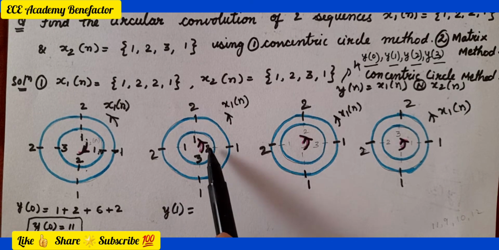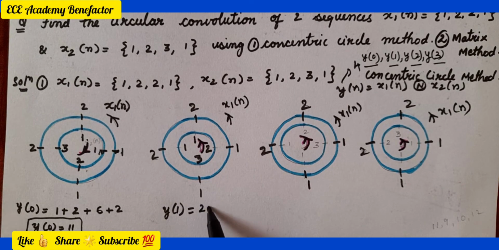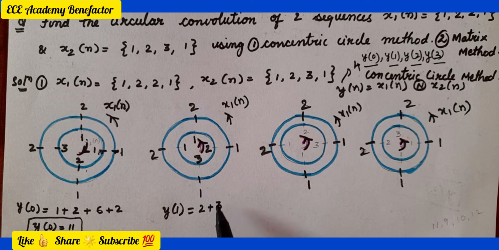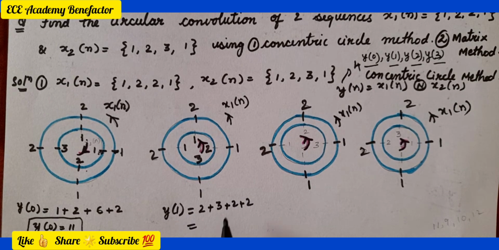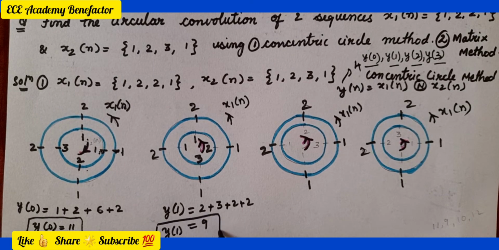Y of 1 is equal to 2 ones are 2 plus 3 ones are 3, 2 ones are 2, 2 ones are 2. So how much it is coming? 5 plus 4, 9. So y of 1 is coming as 9.